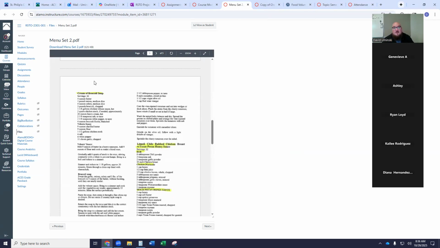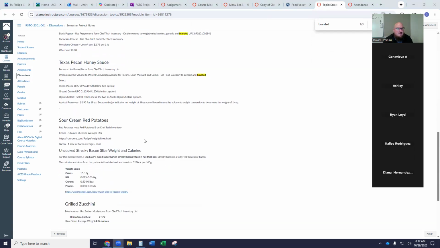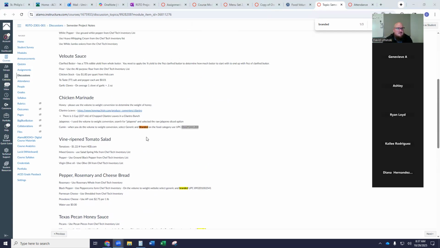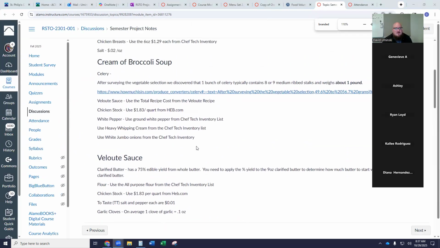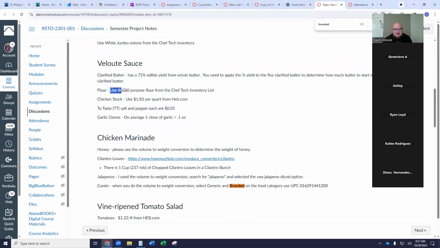Okay. So the first thing I want to do whenever I'm starting a new recipe is check the semester project notes. Looking up the velouté sauce, there we go. So for the velouté sauce, you got the clarified butter. The flour, it tells me to use all-purpose flour from the Chef Tech inventory list, so I'll use that for my AP.